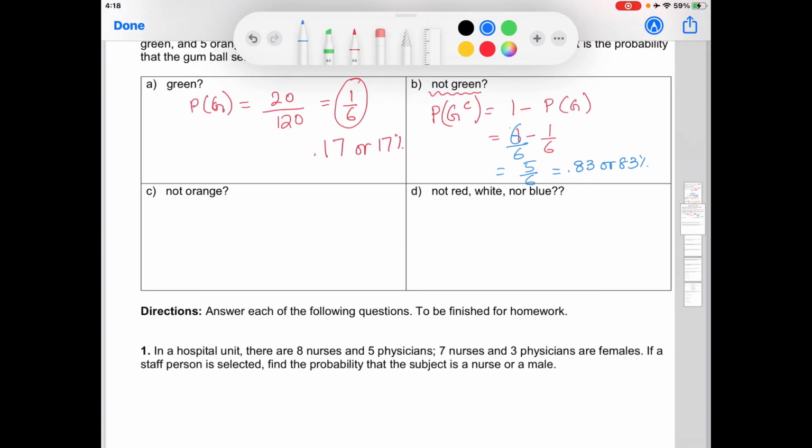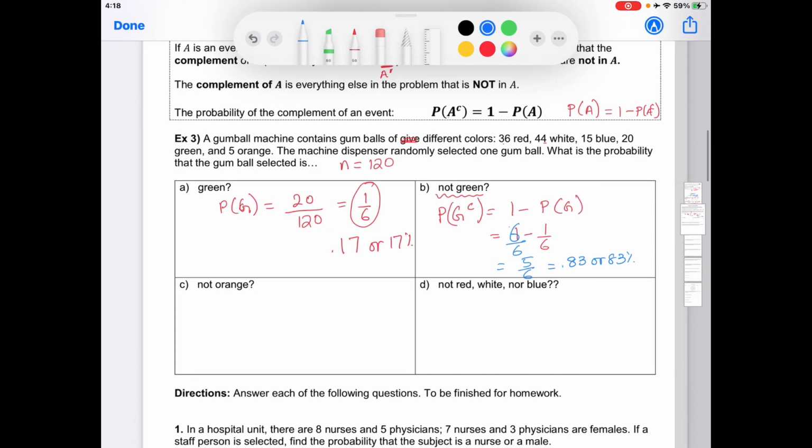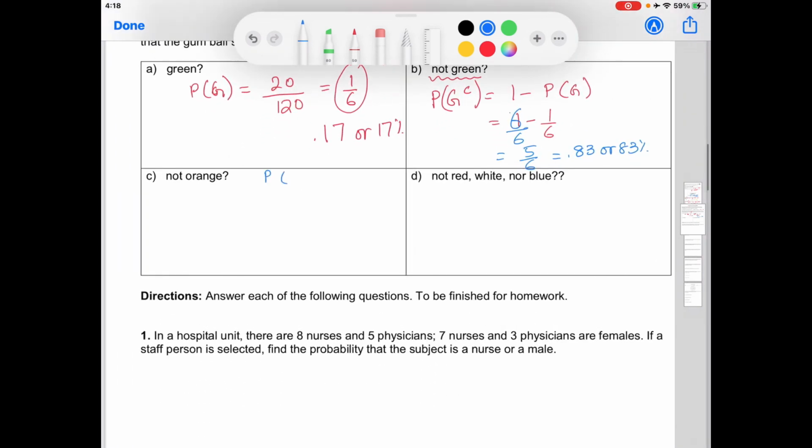Now not orange. Again, find the probability of orange. What's the probability of orange? Probability of orange is 5 out of 120. So probability of not orange will be orange complement, which is 1 minus probability of orange. So 1 minus 5 out of 120. Can I rewrite 1 as 120 over 120? 120 minus 5 is 115 over 120. So 115 divided by 120 is 95.8%. So I can either write it as 0.96 or 96%.